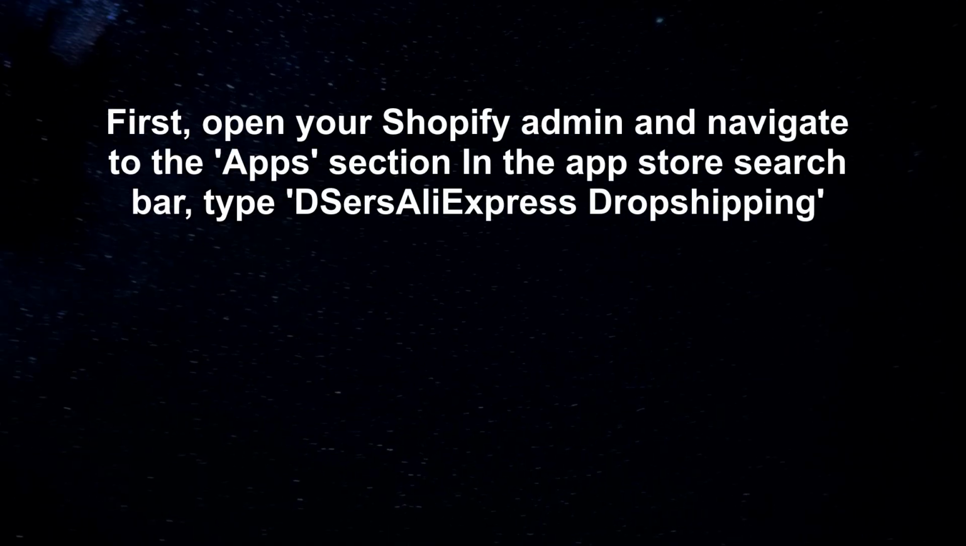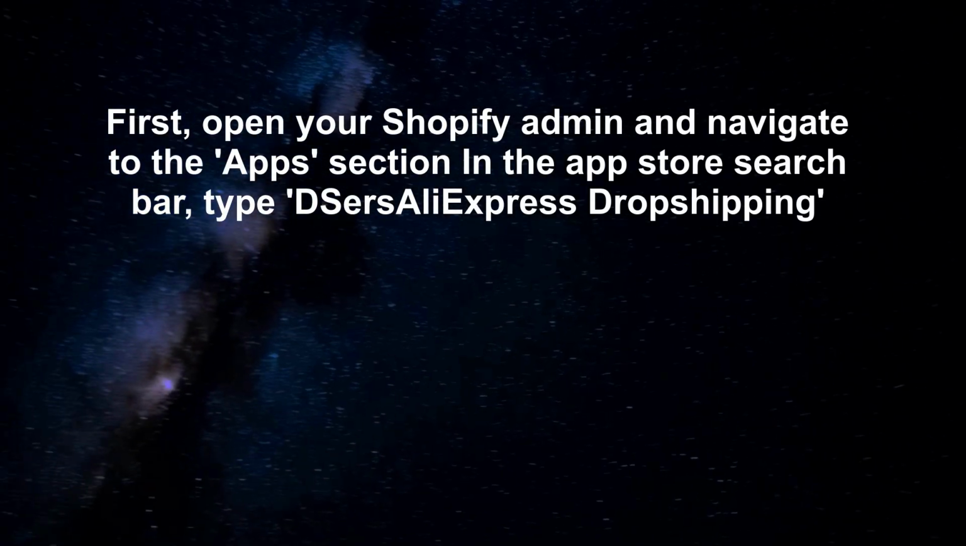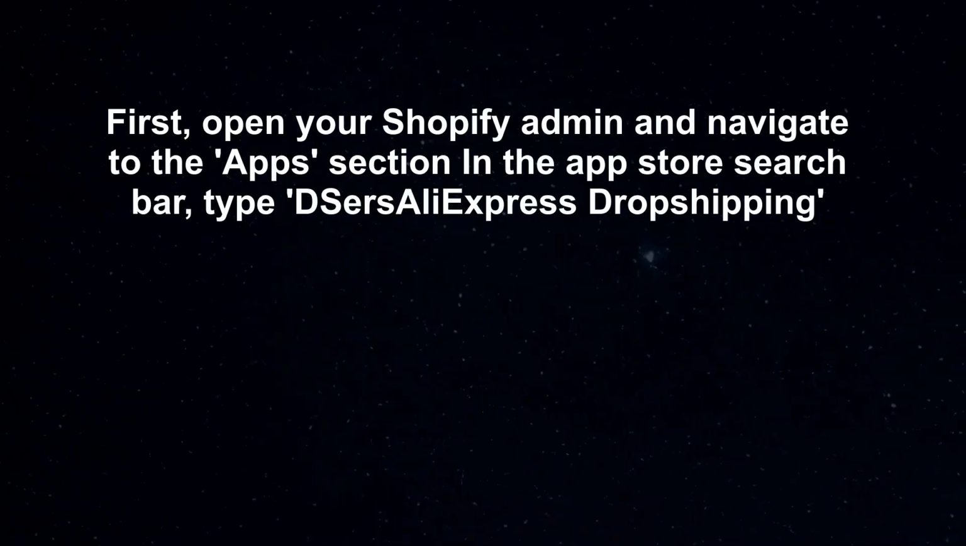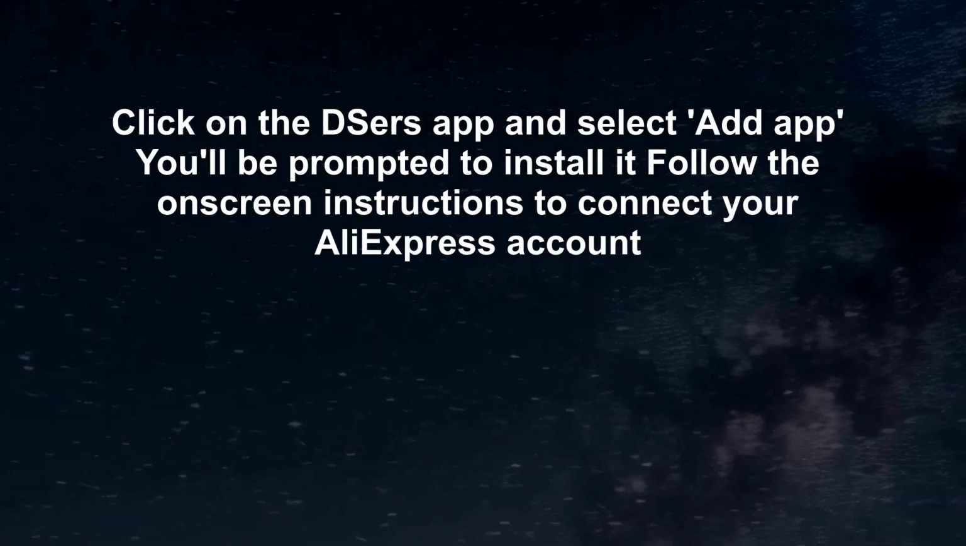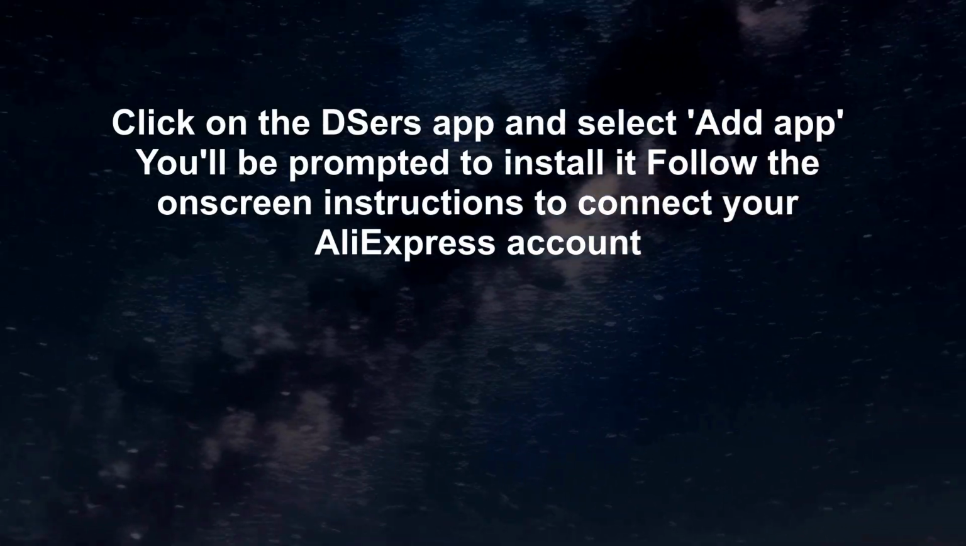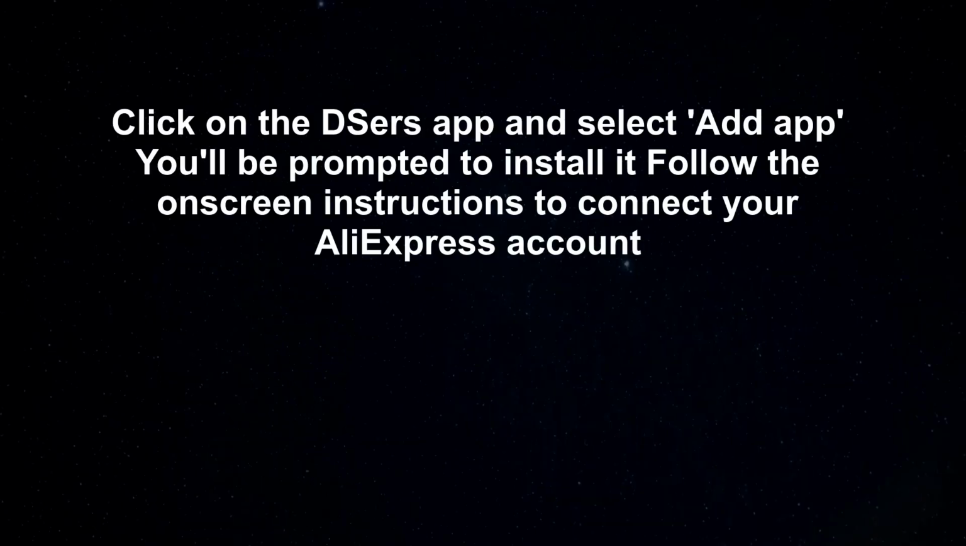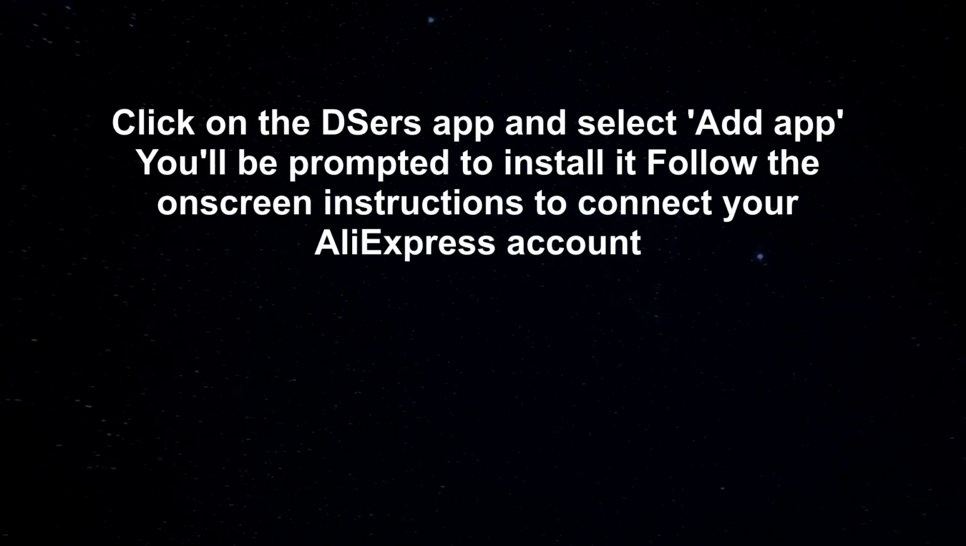First, open your Shopify admin and navigate to the Apps section in the App Store search bar. Type AliExpress dropshipping. Click on the DSers app and select Add App. You'll be prompted to install it. Follow the on-screen instructions to connect your AliExpress account.